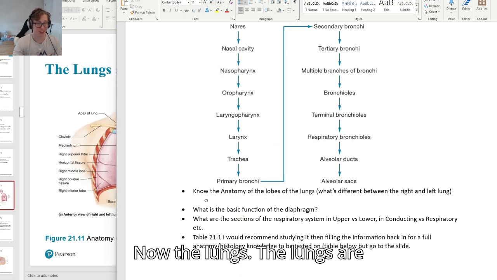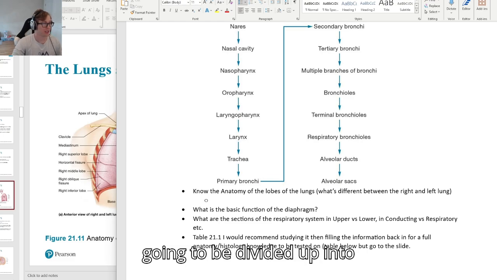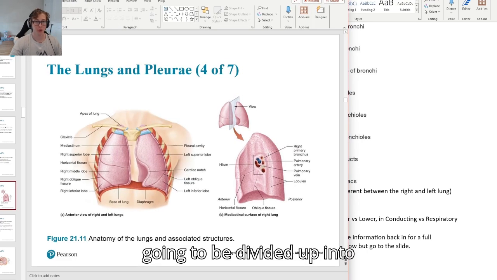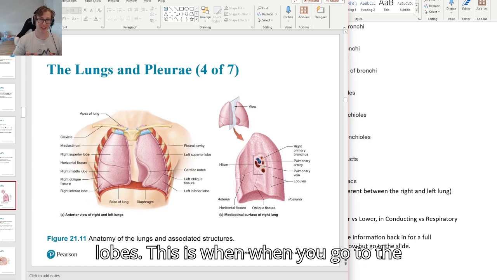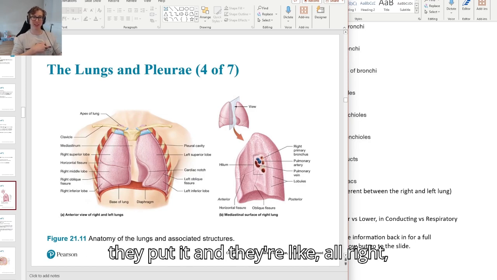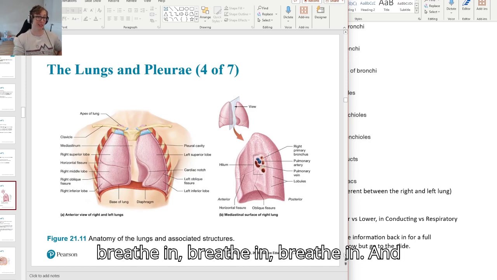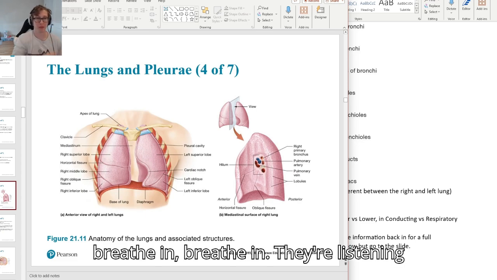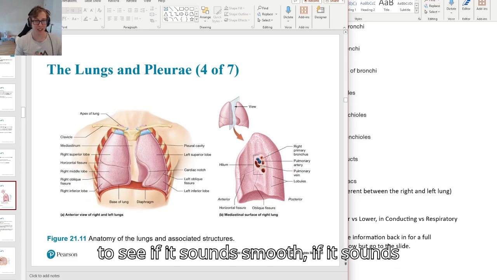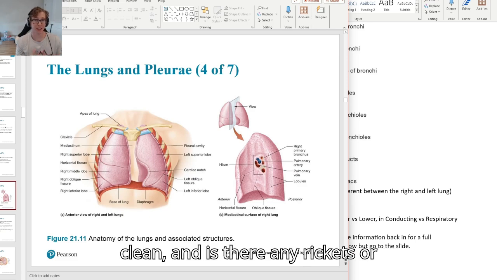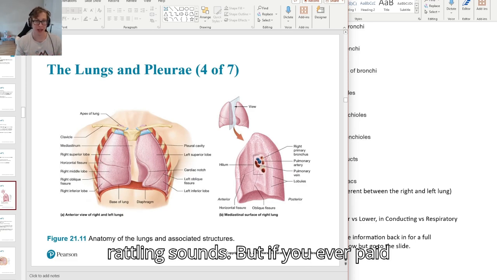Now, the lungs. The lungs are going to be divided up into lobes. This is when you go to the doctor, they pull out the stethoscope and they're like, all right, breathe in, breathe in, breathe in. And then they do it on your back, breathe in, breathe in, breathe in. They're listening to see if it sounds smooth, if it sounds clean, and is there any crackling or rattling sounds.